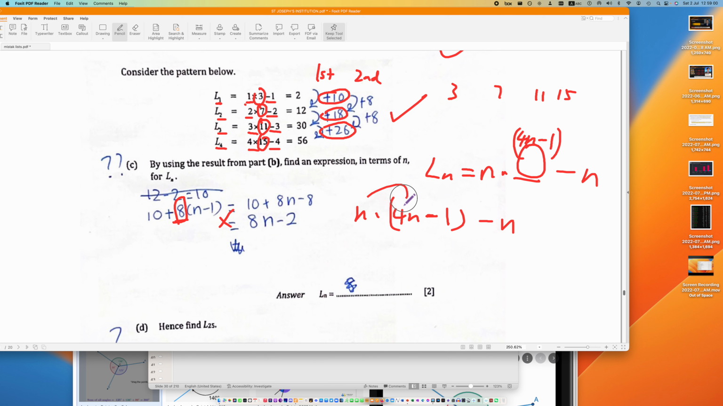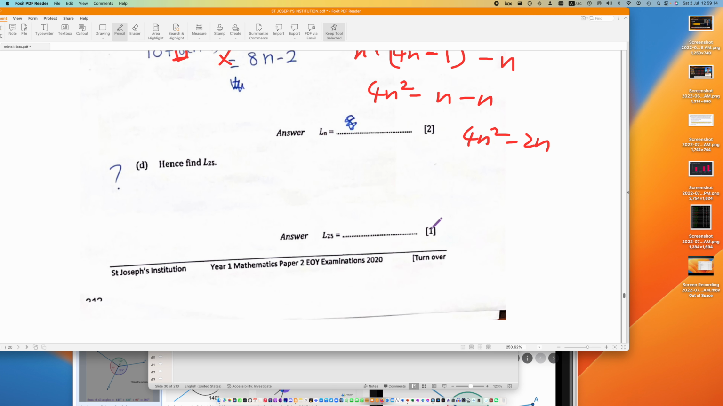Okay, of course you can open the bracket. So it's 4n square minus n, so it's 4n square minus 2n. So this is the final answer. Okay? Then you just sub in 25. Do you need a bracket or not when you sub in? When you sub in, you need a bracket for a negative number. Positive number don't need.